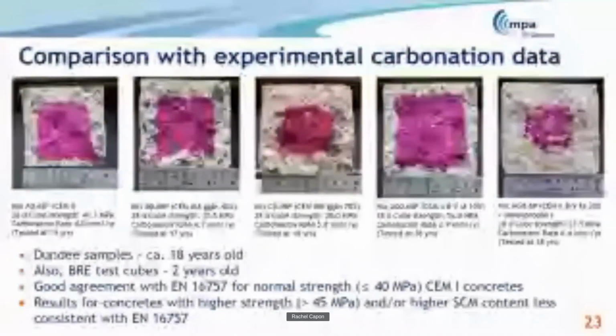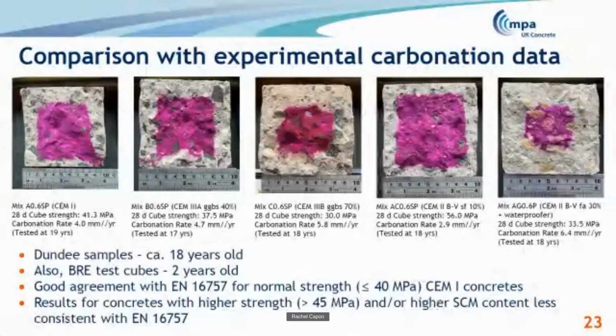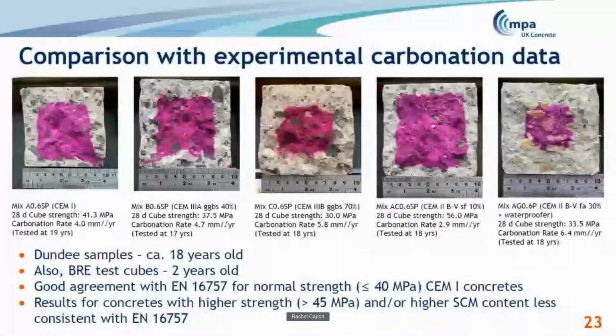They're 2 years old. What we found from looking at all this data was that for normal strength, so if we're less than 40 megapascals and we're looking at high CEM I concrete, then there is good agreement with the parameters given in EN 16757. However, for concretes that are higher strength, so more than 45 megapascals, and/or which have a much higher SCM content, there is much less consistency with EN 16757.